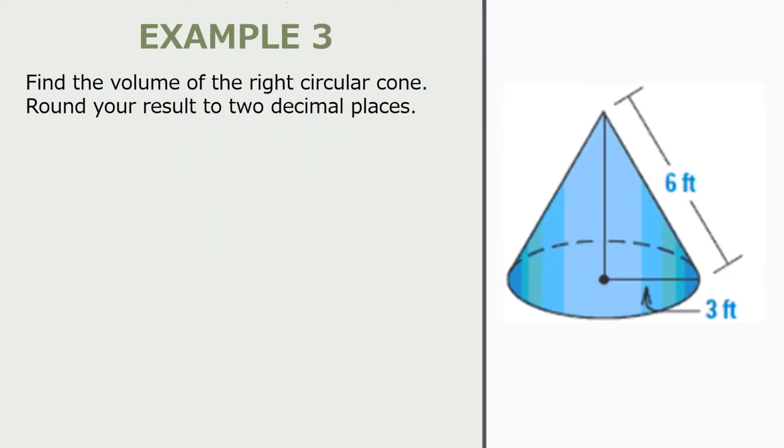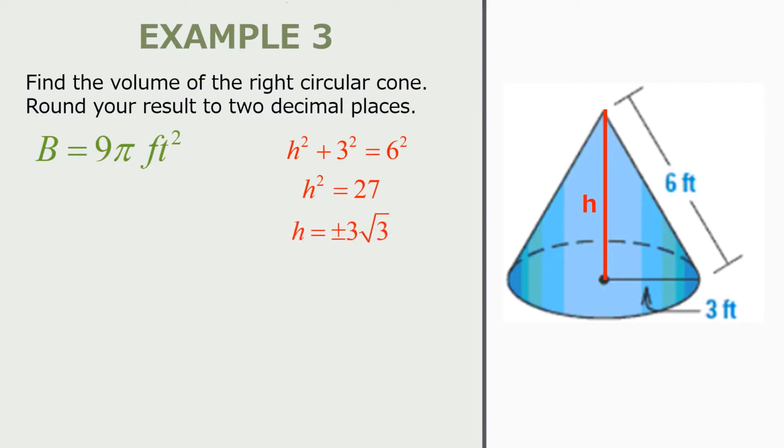Example 3. Find the area of the base. We need to know the height in order to find the volume of the cone, so we will use the Pythagorean theorem. Solving for h, I would take the square root, and again, we will use the positive 3√3 in our volume formula. 1/3 times the area of the base times the height of the cone.